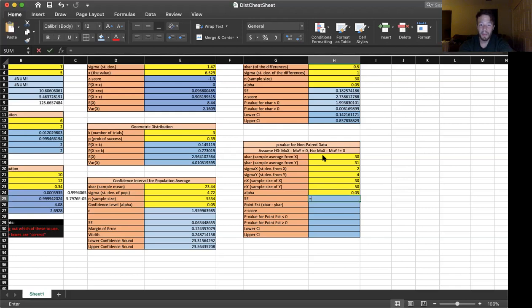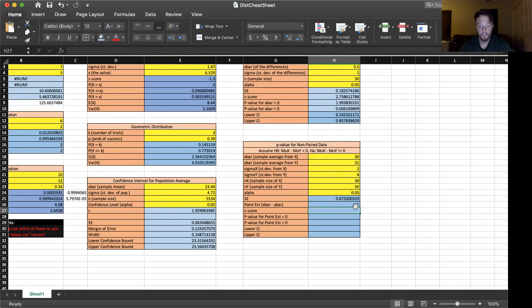So standard error is the one that's really complicated. So maybe watch me closely here. It's going to be the square root of the variance of x, so that's standard deviation squared, divided by the number of values in x, plus the standard deviation of y squared, divided by the sample size from y. And there's our standard error for this value. Our point estimate is just going to be x bar minus y bar.